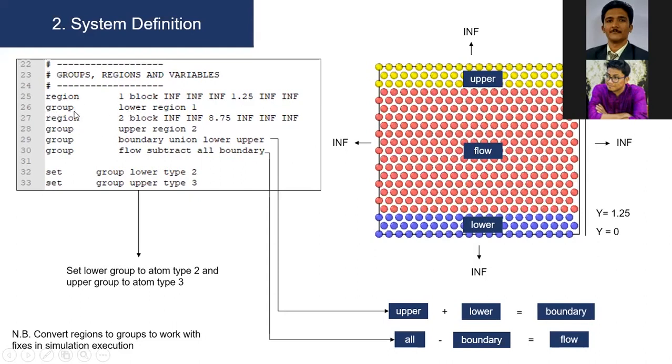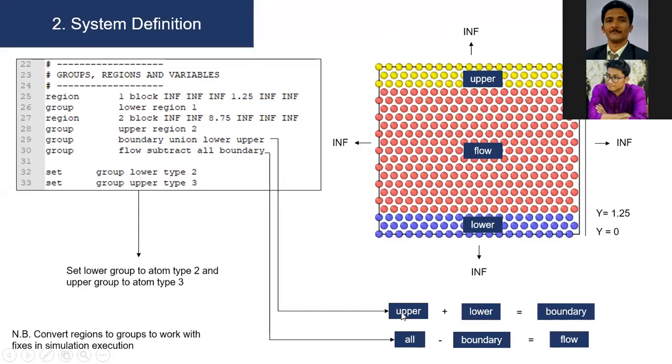So we have named the group lower. At first it was region 1, but the group is lower. So the lower part's region name is 1, but its group name is lower. Again, for this part, the region name is 2, but the group name is upper. And then I have defined another group, the boundary, as the union of lower and upper. Why are we doing this? We are defining the boundaries. So these two are the boundary, right? These two are the boundary.